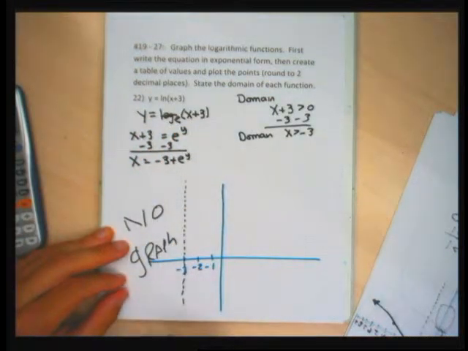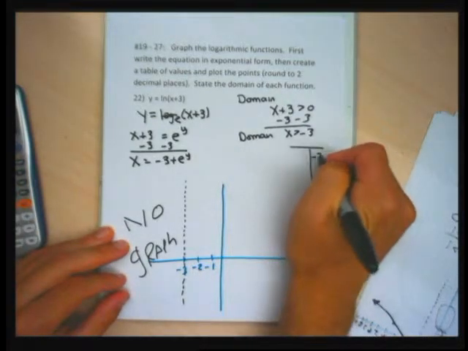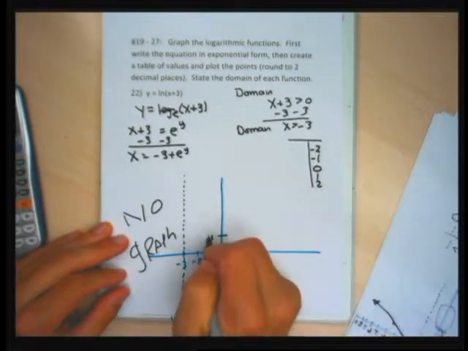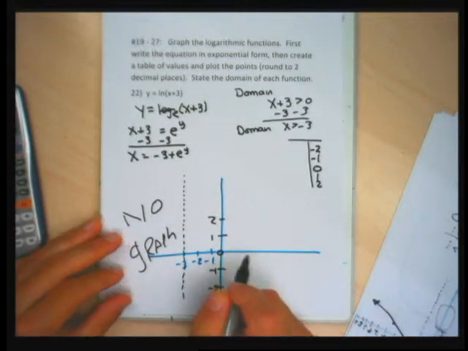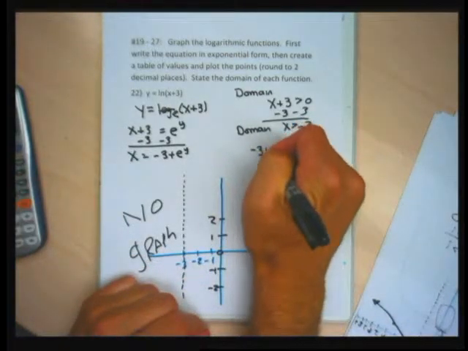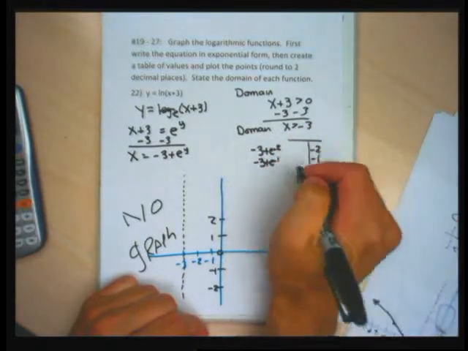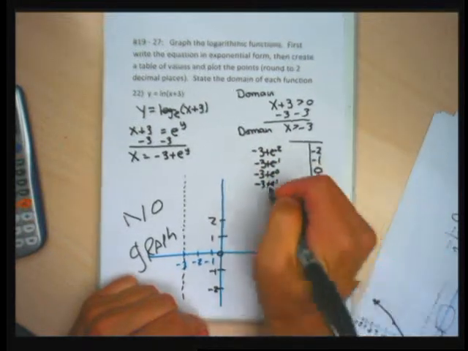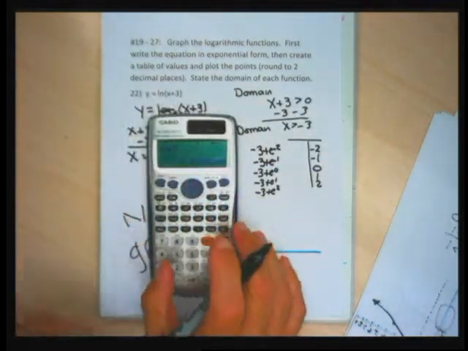And then for my table, the nice thing about logarithms is I use the same table for every logarithm graph. I'm going to use -2, -1, 0, 1, 2, but on the y column as opposed to the x column, which makes it so my calculator's table kind of messes me up. Now for each one of these, I'm going to go -3 plus e to the -2, -3 plus e to the -1, -3 plus e to the 0, -3 plus e to the 1, -3 plus e to the 2. I'm going to get all my x's and round them to 2 decimal places.